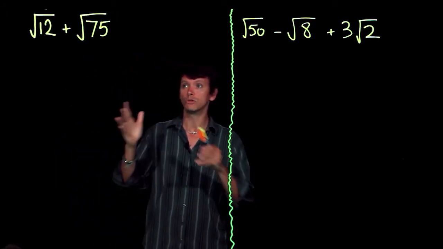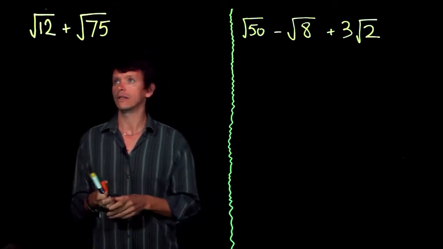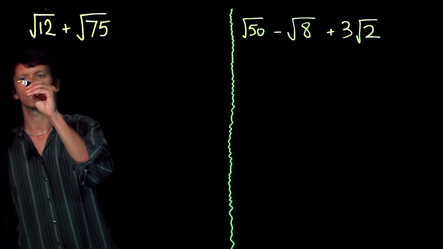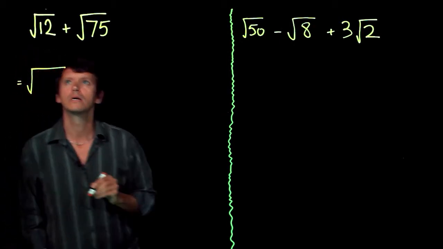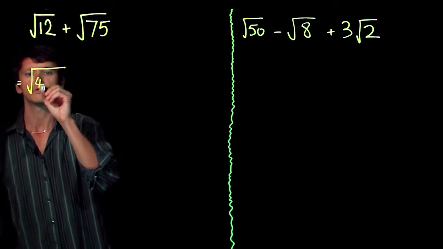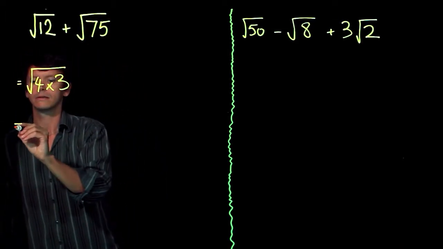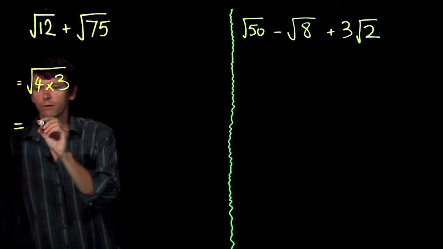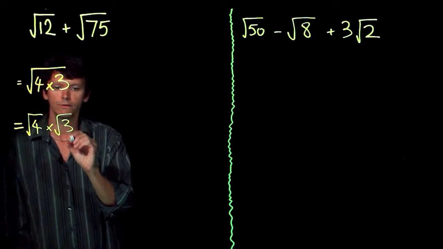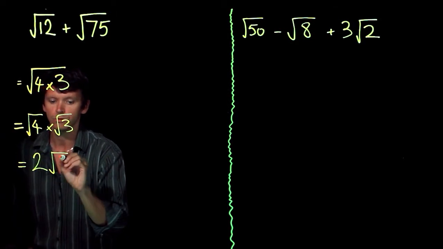Some calculators actually would do that for you, but it's useful for you to know exactly how the calculator is working. So let's start with the square root of 12. We're going to split 12 up into two factors, which is 4 times 3. And if you remember from our rules of indices, that's the square root of 4 times the square root of 3. Square root of 4, of course, is 2. So we've got 2 root 3.